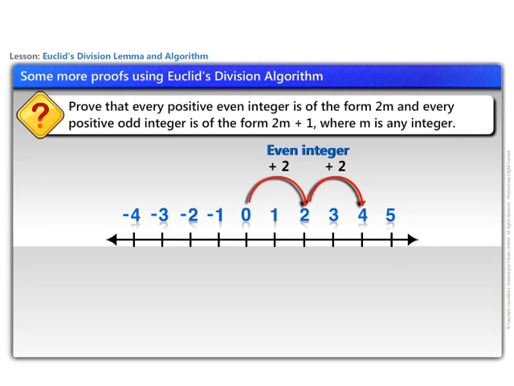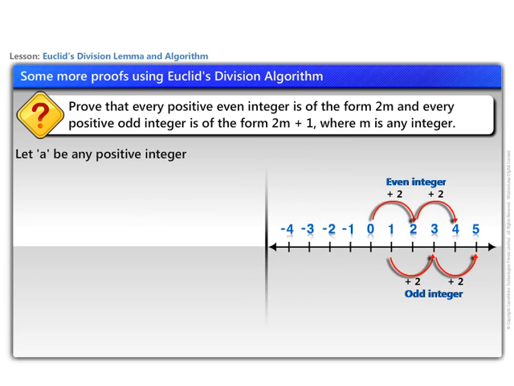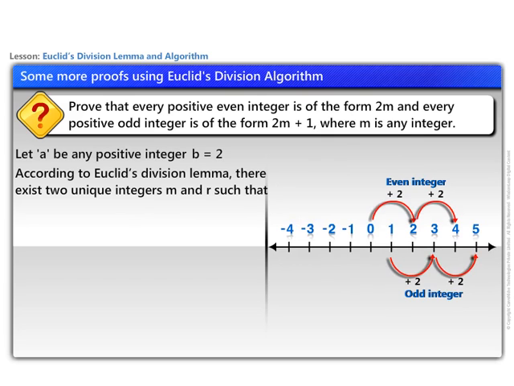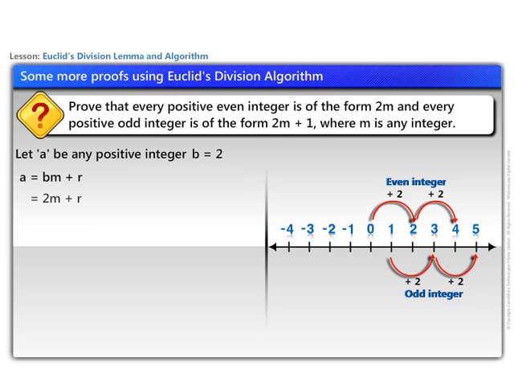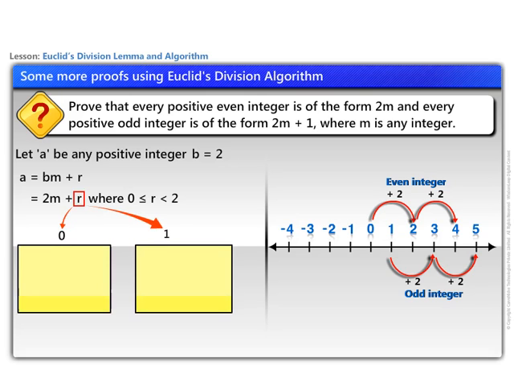Prove that every positive even integer is of the form 2m and every positive odd integer is of the form 2m plus 1, where m is any integer. Let a be any positive integer and let b be equal to 2. According to Euclid's division lemma, there exist two unique integers m and r such that a is equal to bm plus r, that is equal to 2m plus r, where 0 is less than or equal to r less than 2. Thus, r is equal to 0 or 1.